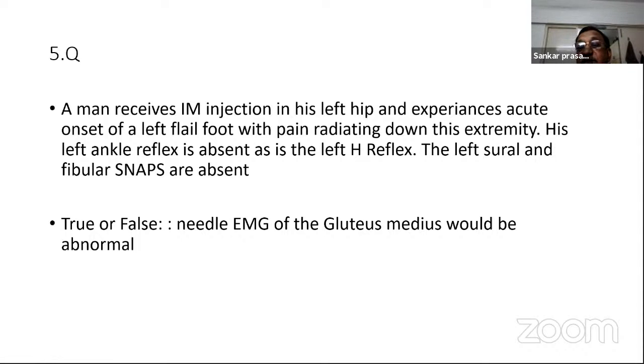Yeah, that's nice. False. Why? Man with IM injection, he has got a flail foot. That means both dorsiflexion and plantar flexion are affected. And the left sural and fibular SNAPs are absent. So SNAPs absent means it is a postganglionic lesion. So the gluteus medius would not be affected. Right? Very nice. Next question.